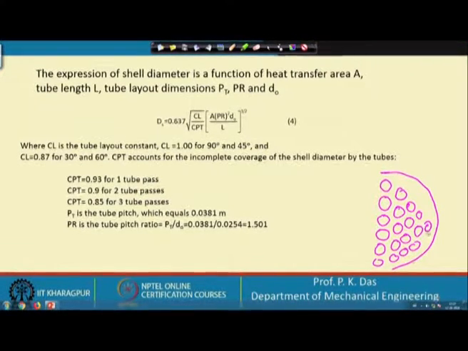Some sort of a clearance has to be kept, and there are certain recommendations, and it will depend on the outer diameter of the tube plus the tube pitch. So, that will also come. So, let us see what are the things here. This is a formula which is a bit empirical. With this we can calculate the shell diameter, where CL is the tube layout constant.